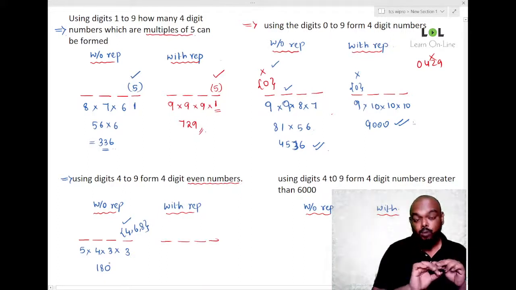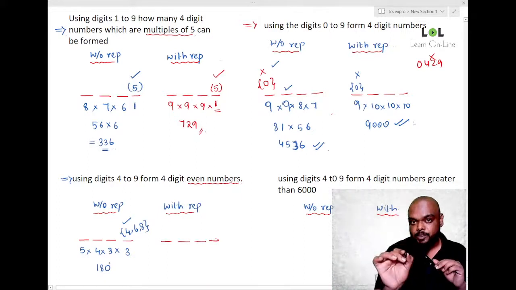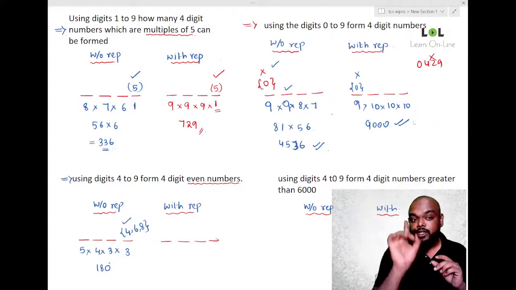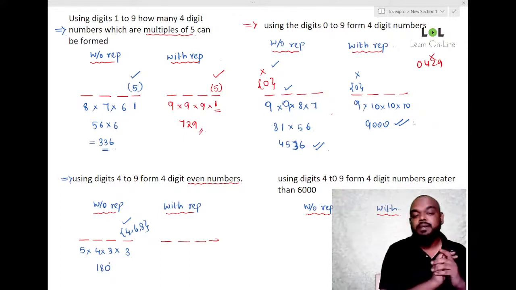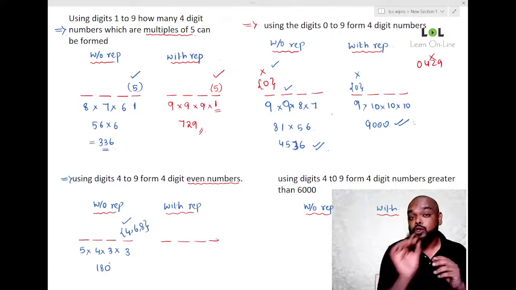Units place. What should we get? The number has to be an even number, means our units place must be even. So what is that? 4, 6, 8. I can put only 4 or 6 or 8. 3 ways I can fill it.